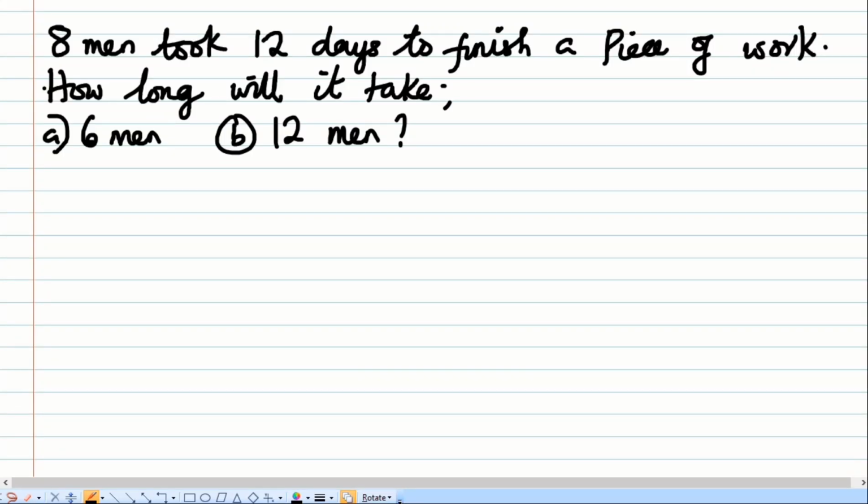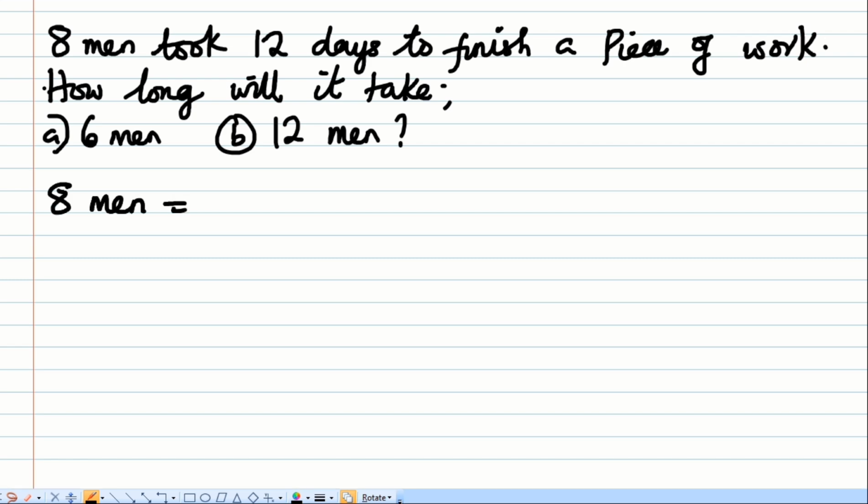Okay, we are told that 8 men took 12 days to finish a piece of work. Well, we might want to write it out. So 8 men is going to take 12 days.